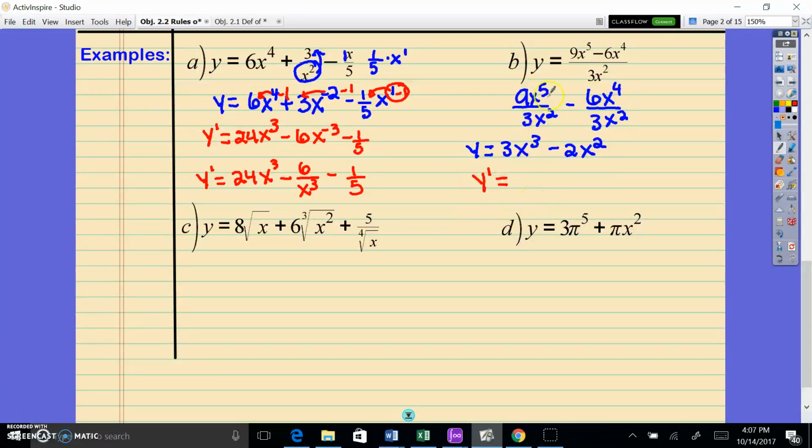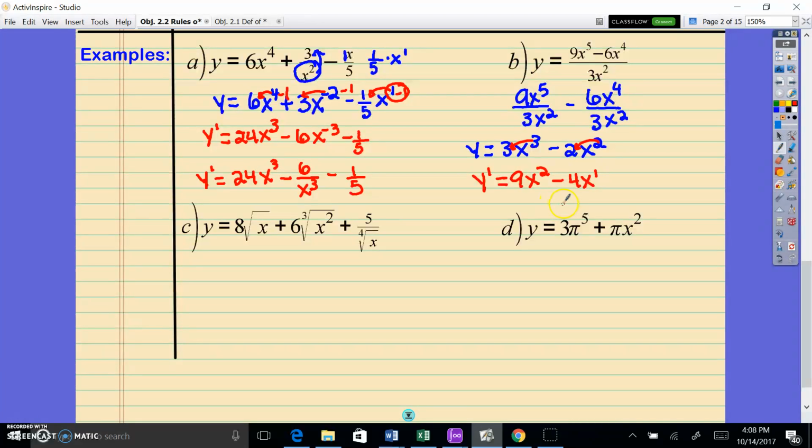All my simplification was legal, so I didn't break any rules. I have 3 times 3 is 9, and I subtract a power, that's 2. And then that's 4, and I subtract a power, and that's 1. So that's actually not a bad problem at all.